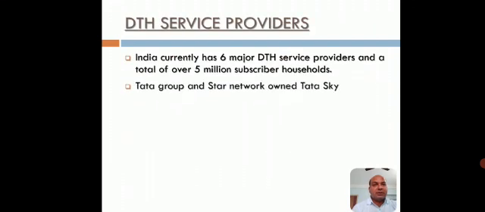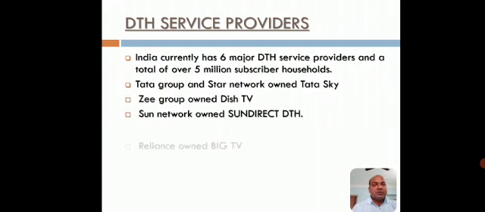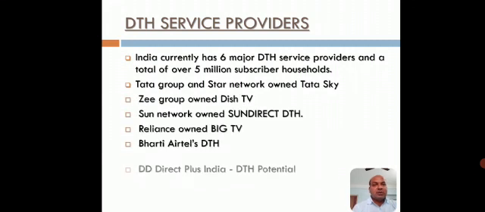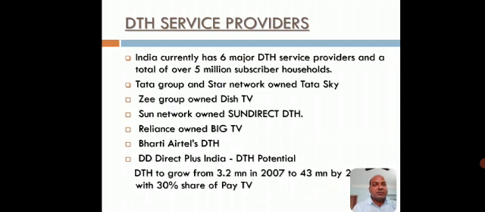DTH service providers are majorly six, with a total of over 5 million subscribers. That is Tata Sky, Dish TV, Sun Direct, Big TV, Bharti Airtel DTH, and DTH potential from DD Direct Plus. DTH is expected to grow from 3.2 million to 43 million by 2019.